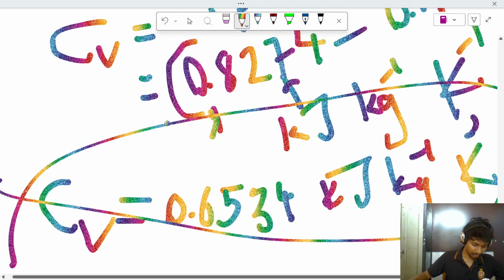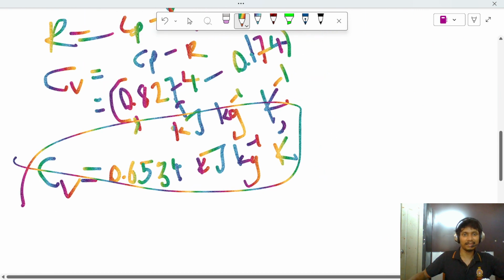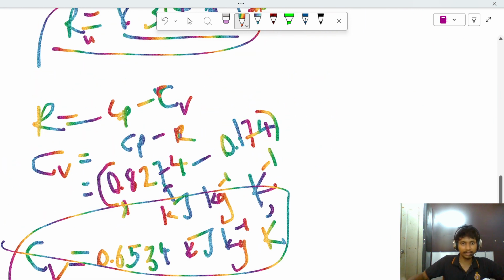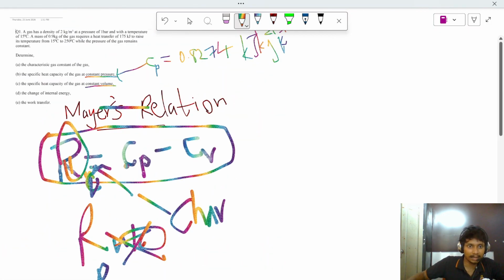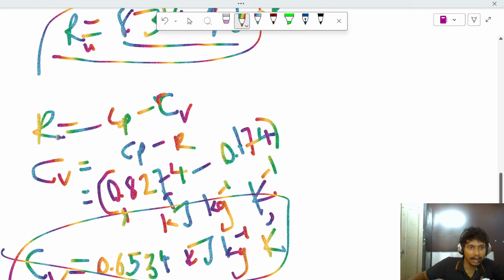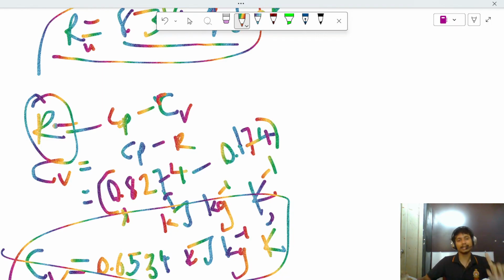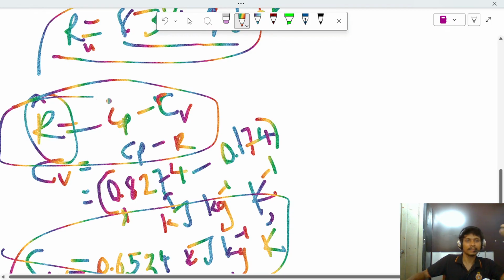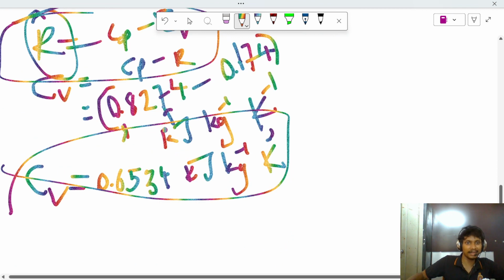In this question we have to memorize two things very carefully. One is that this R is not the universal gas constant. It is the characteristic gas constant we already found in part A. Then the equation is Mayer's relation, R is equal to Cp minus Cv. Then calculating is very simple.